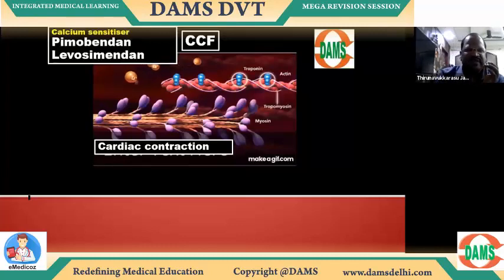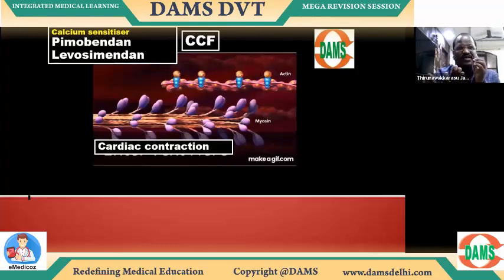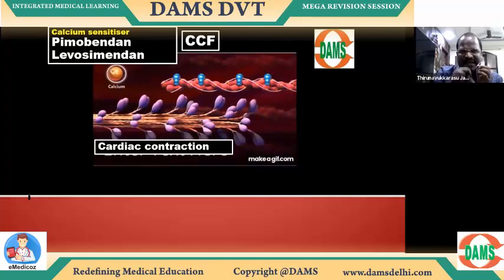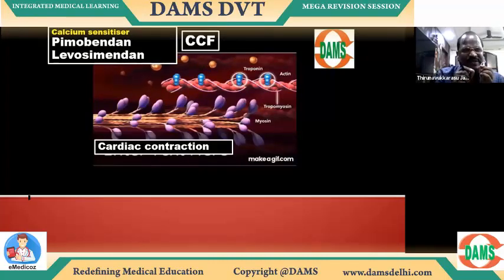Look here. We have something called calcium sensitizer. You know digoxin, a drug inhibiting sodium potassium ATPase pump. They're going to accumulate calcium. The calcium causes an increase in force of contraction. Similarly, we have something called calcium sensitizers, like pimobendan, levosimendan. They are also useful for heart failure.